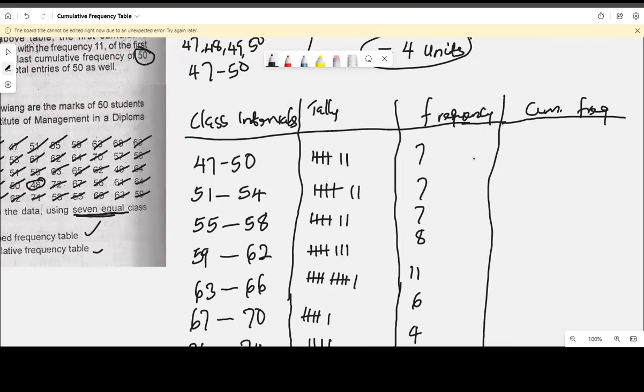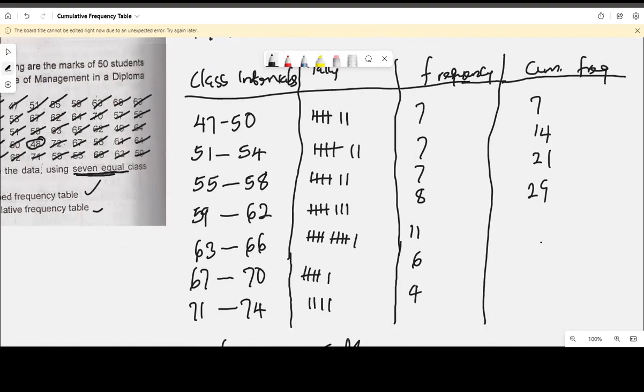For this first interval, nothing comes before it, so the cumulative still remains at 7. But for the next one, 7 plus 7 is 14. And 7 plus 14 is 21. 8 plus 21 is 29. 11 plus 29 is 40. 6 plus 40 is 46. And 4 plus 46 is 50.